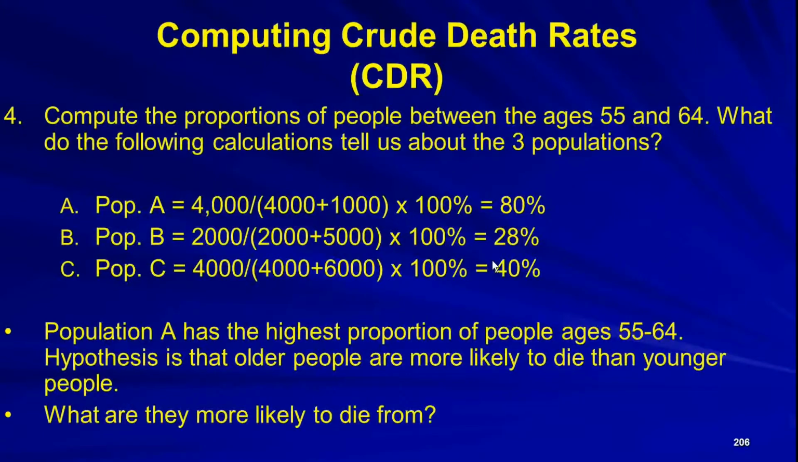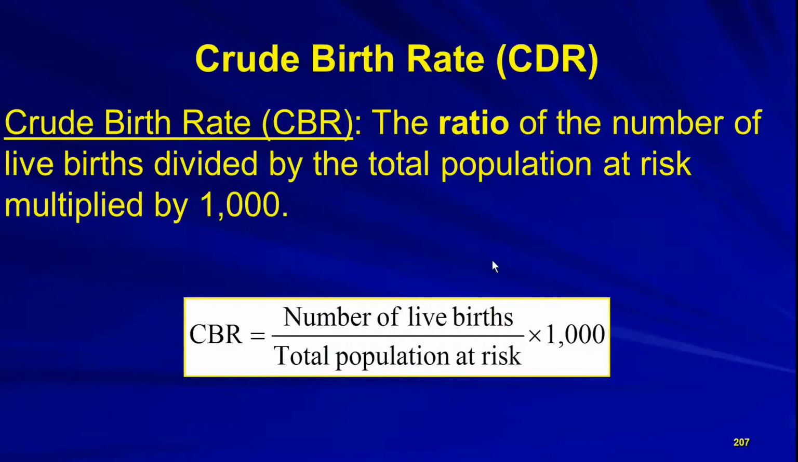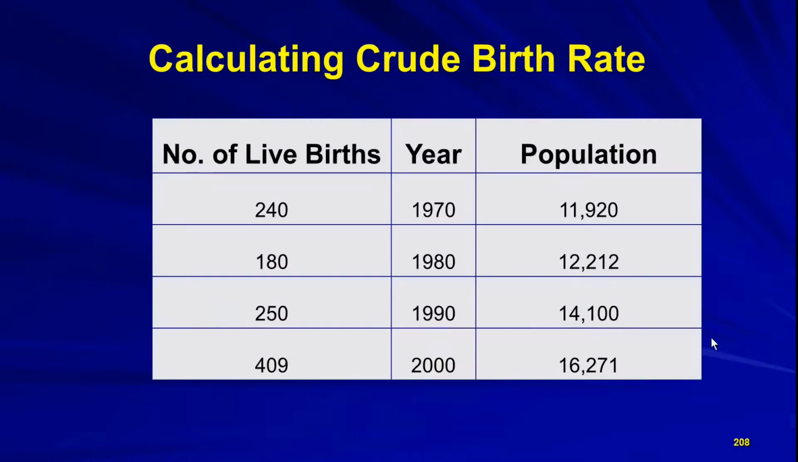Okay, now let's talk about crude birth rate. And again, you see the word ratio, but we know it's a rate, and here's the formula for it. Number of live births over the total population at risk times 1,000. Okay, let's look at an example. Now, remember, tables don't always come to us in an organized fashion.